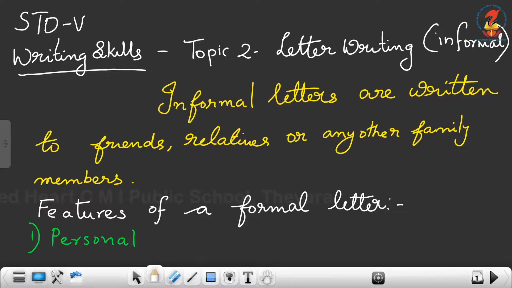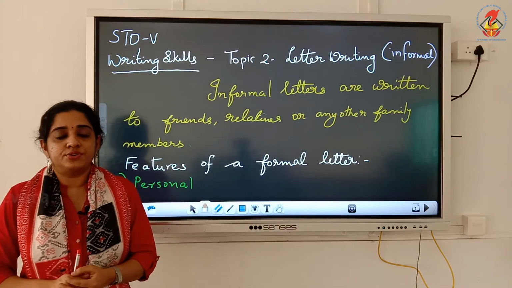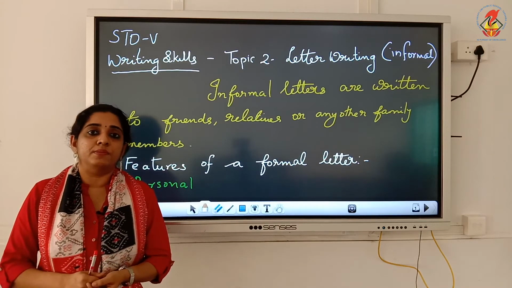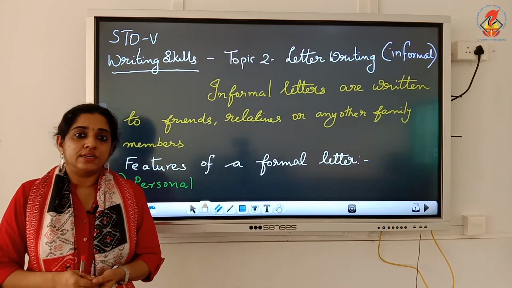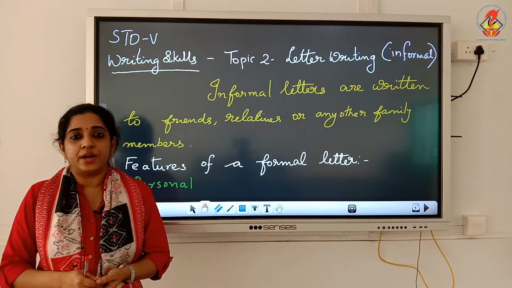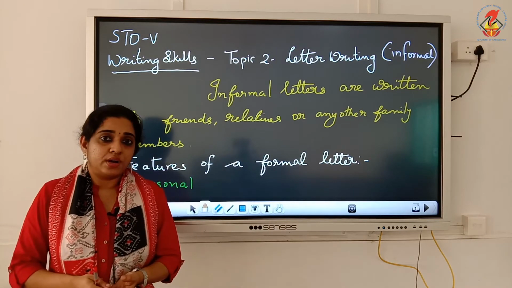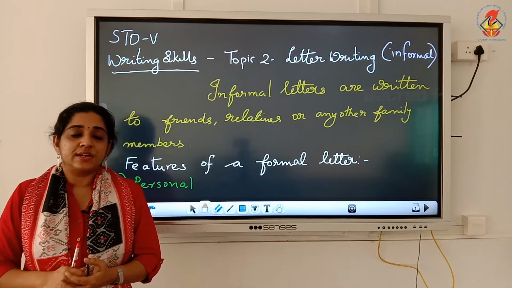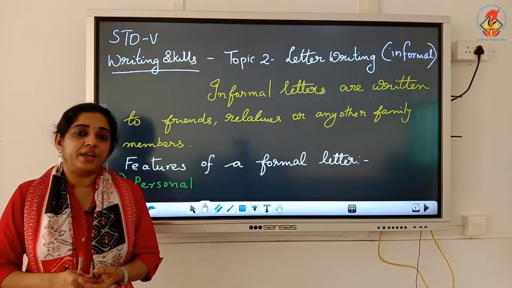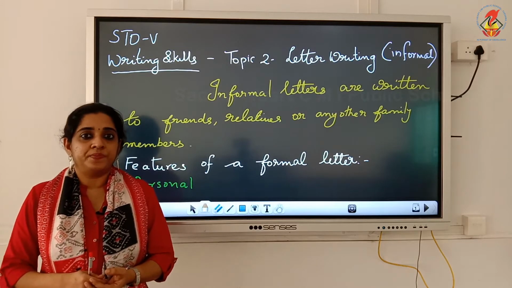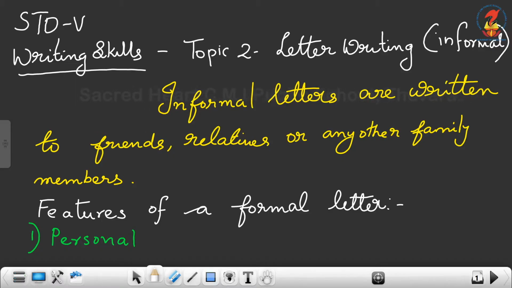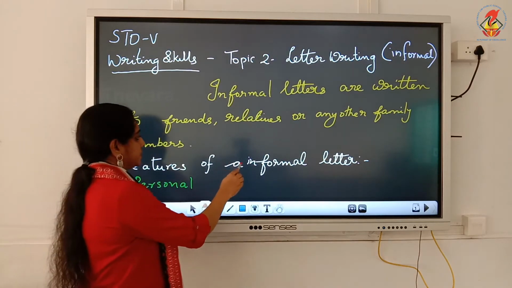Informal letters are written to friends, relatives, or other family members. Letter writing can be divided into two: first formal and second informal. Formal letters you will study later. Informal letters are those you write to your friends, relatives, maybe your cousins, uncle, aunt. This style of writing a letter is called an informal letter. Now, let's see some features of an informal letter.